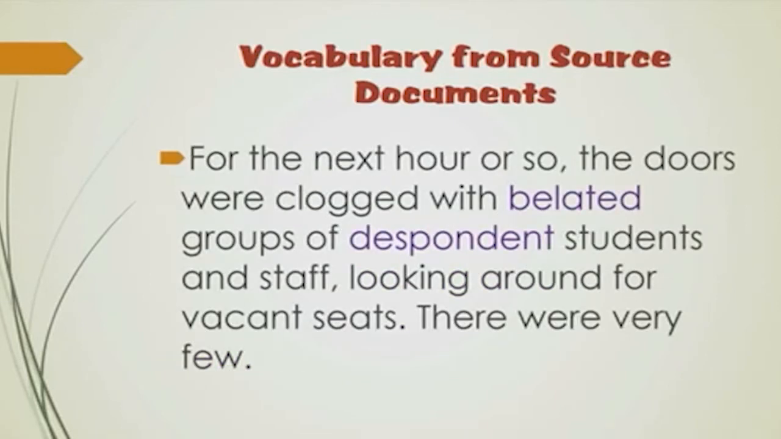All right? For the next hour or so, the doors were clogged with belated groups of despondent students and staff looking around for vacant seats. There were very, very few. These people are despondent. Why? Belated means that they came late. They're looking around for vacant seats, and the seats were few, so these people seem quite sad. All right? So I'm looking around in my sentence to see all the clues that I can find.